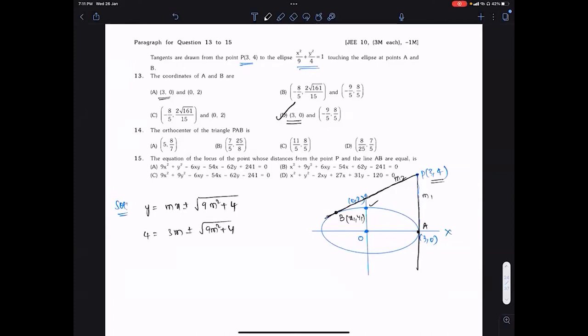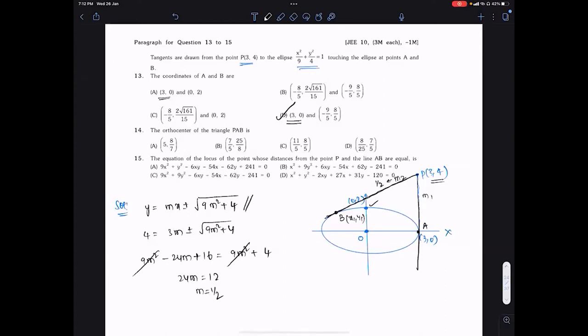Take the left side and square. You will get 9m square minus 24m plus 16 equals 9m square plus 4. So one slope is anyway undefined only. Now the other slope will be 24m equals 12, so m equals 1 by 2. So this line's tangent slope is 1 by 2.